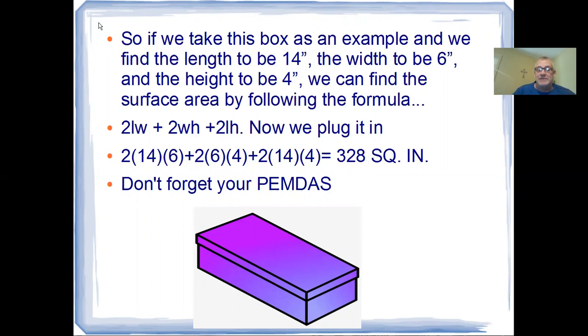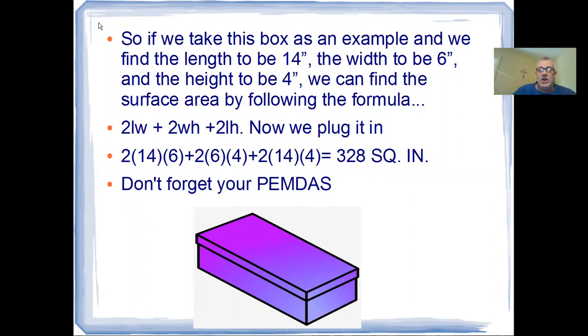Let's take 2 times length times width plus 2 times width times height. Now we plug it in and go. And remember, don't forget your PEMDAS. Don't try to add things before you multiply. So we have 2 times 14 times 6 plus 2 times 6 times 4 plus 2 times 14 times 4. And of course, using your calculator, it'll do all the PEMDAS for you. If you have a TI calculator, advanced one, 328 square inches.